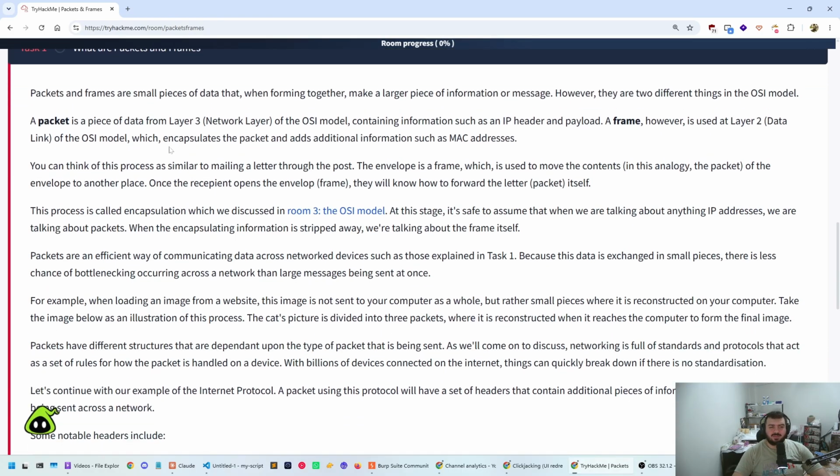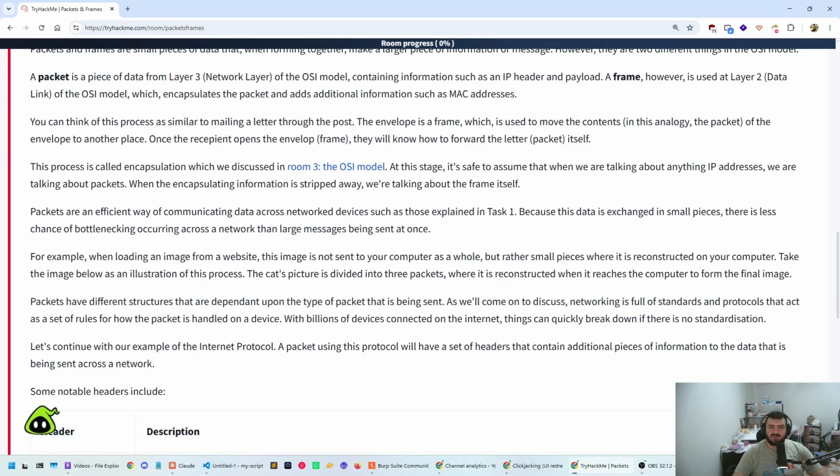You can think of this process as similar to mailing a letter through the post. The envelope is a frame which is used to move the contents, in this analogy the packet, to another place. Once the recipient opens the envelope, which is the frame, they will know how to forward the letter, which is the packet itself. This process is called encapsulation, which we discussed in room 3, the OSI model. At this stage, it is safe to assume that when we are talking about anything IP addresses, we are talking about packets. When the encapsulating information is stripped away, we're talking about the frame itself.